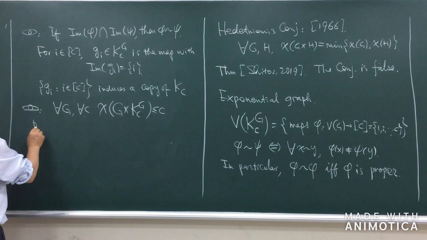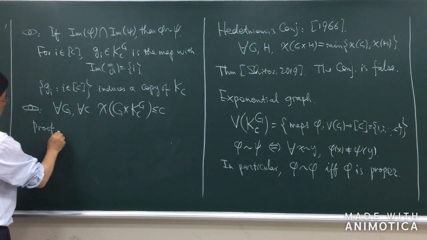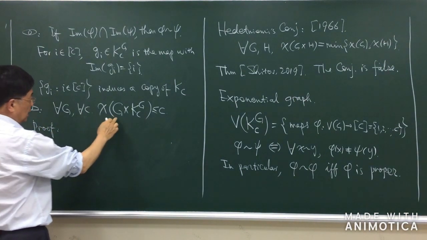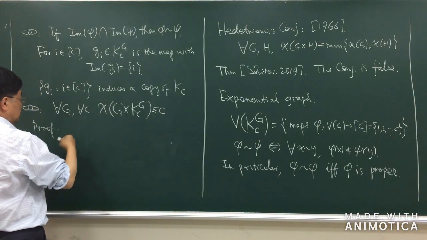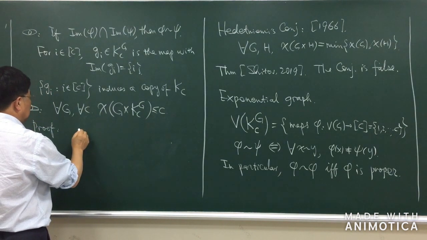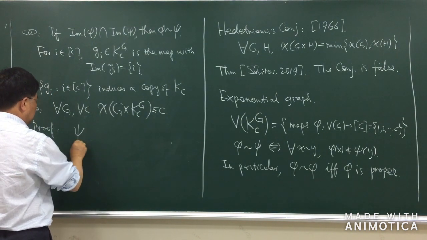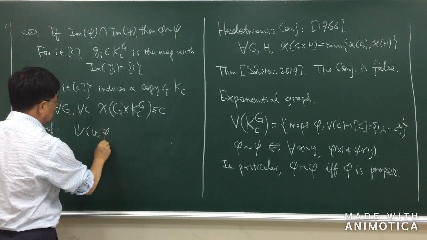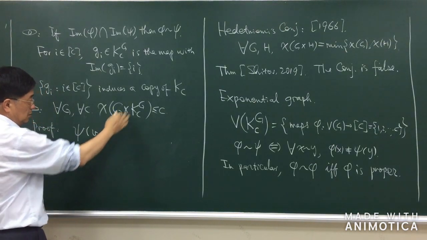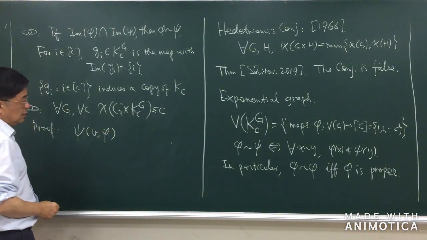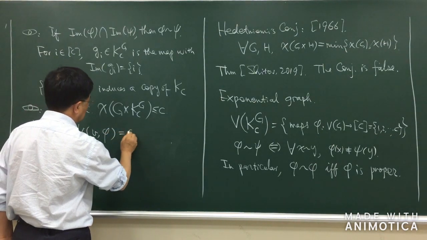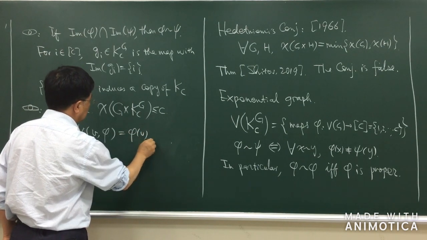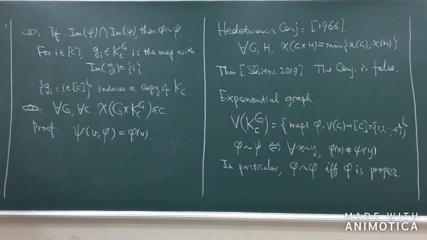It's a simple proof, because I want to color this product graph, so I just assign a color. This is a vertex of G, and this is a map from the vertex, and this is one vertex. I just assign color phi(v). And this is a proper coloring. It's easy to verify it.